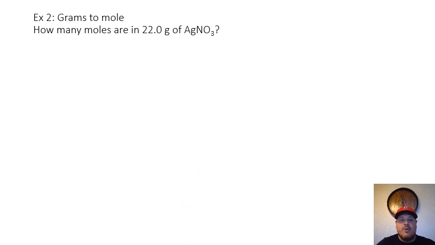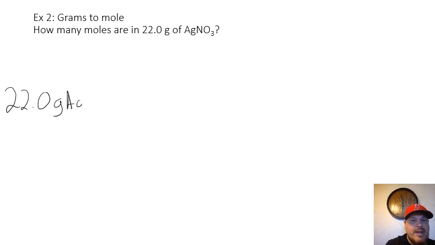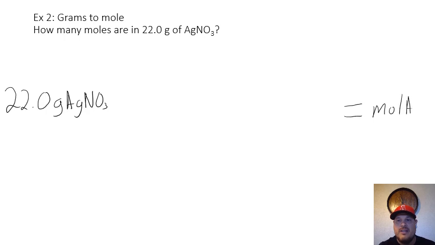So now I kind of know what I have and what I need to find out. So I'm going to write down what I have. In this case, I have 22.0 grams of silver nitrate, and I actually write it out every single time just to get in the habit of it. Okay? And what I want to find out is how many moles of silver nitrate there are. All right, so now that I know where I start and where I want to finish, what I have to figure out is what it's going to take for me to get from here to there.